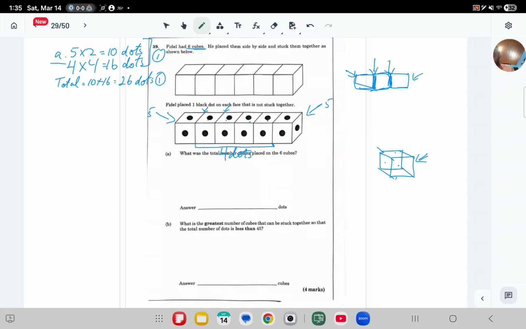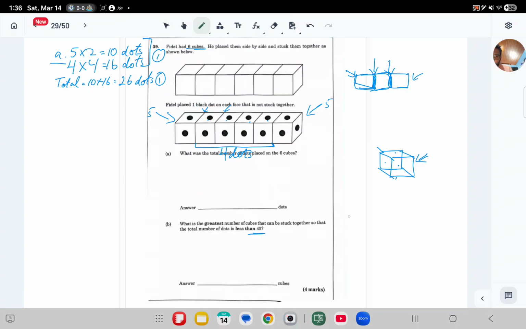Part B now said, what is the greatest number of cubes that can be stuck together so that the total number of dots is less than 45? We know now that always the two end cubes will always have 5 and 5. And the ones in between will have 4 dots. So 5 dots, 5 dots, and the ones in between will have 4 dots.